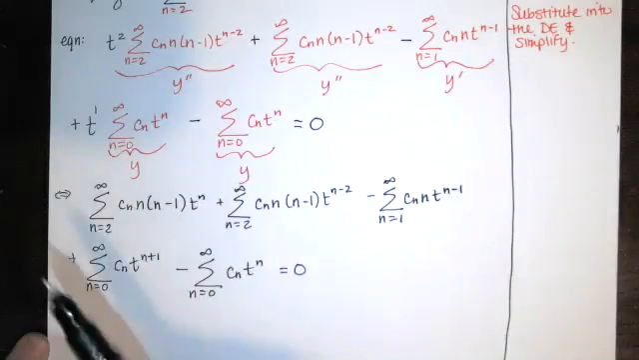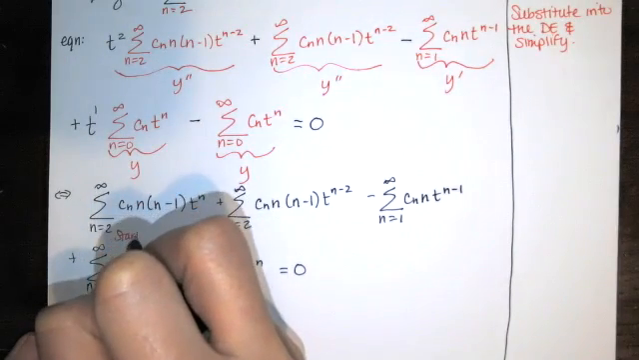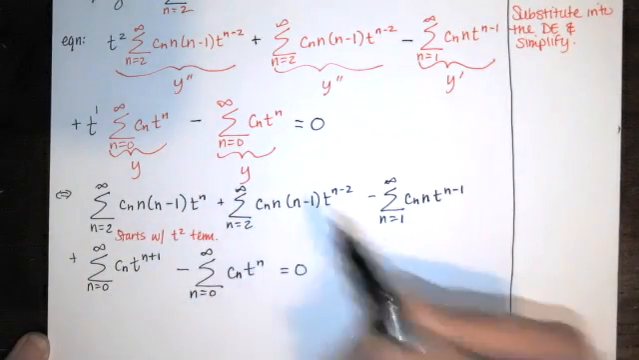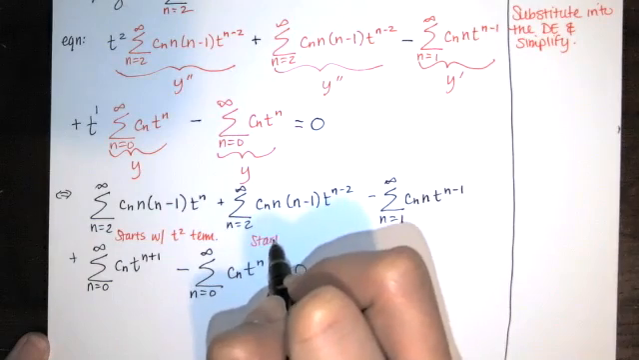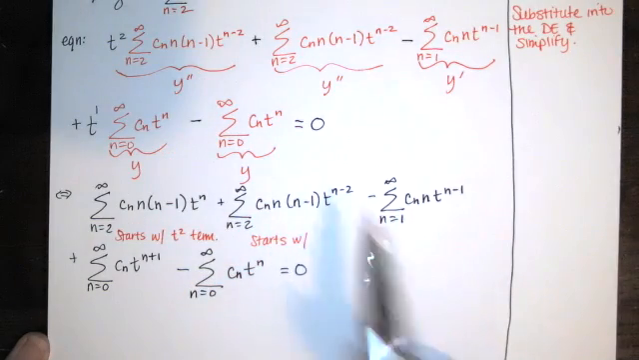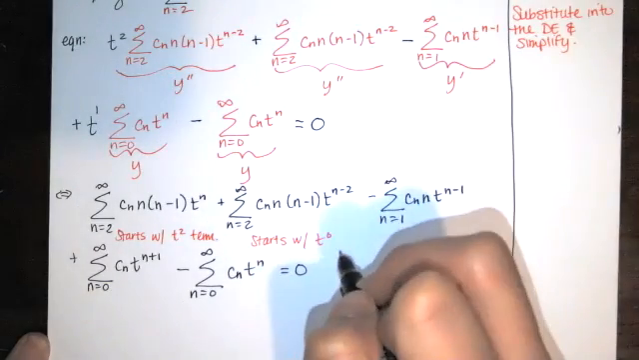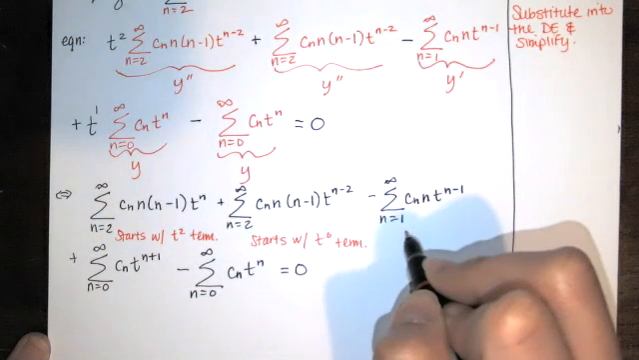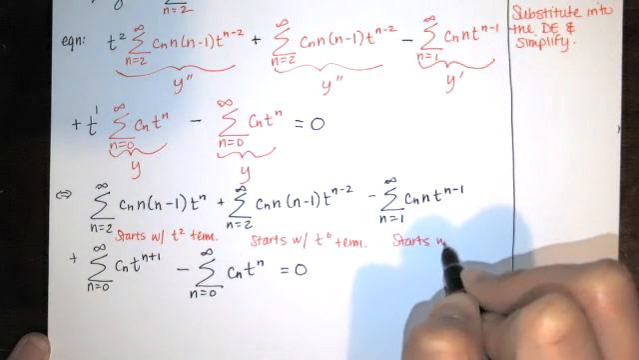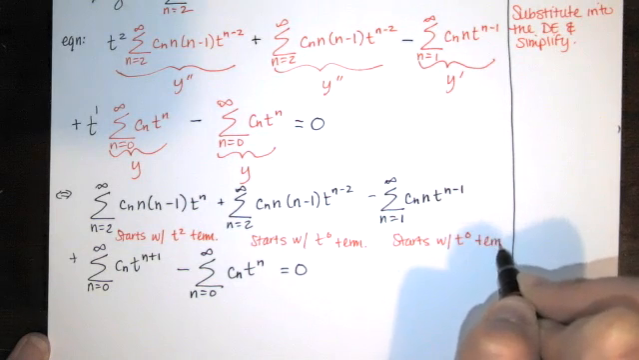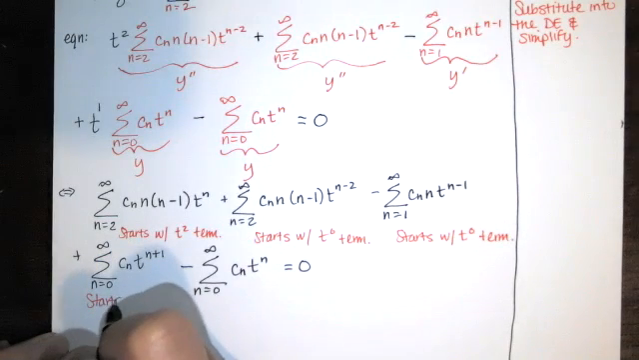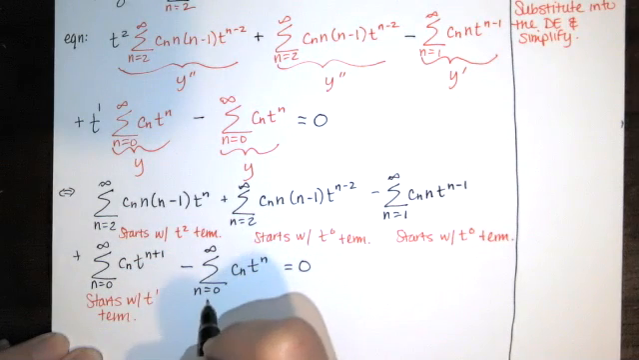So if I plug in n equals 2 to this, we see that this starts with a t squared term. If you substitute n equals 2 to that, 2 minus 2 is 0, so that's going to start with a constant term, a t to the 0 term. When n equals 1, that's t to the 0 as well. Then here, when n equals 0, we have t to the first. And then this one starts with a t to the 0 term.